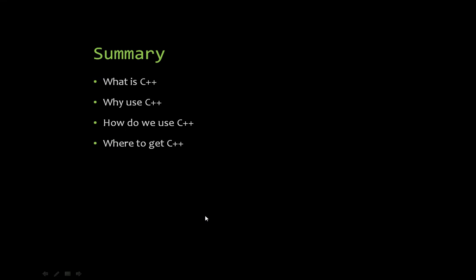So in summary, we can see that C++ is a high-level programming language. We want to use C++ because it allows us to program in multiple paradigms, both procedural and object-oriented. We use C++ by creating source code and then compiling that source code. And we can get C++ from the Microsoft download site.